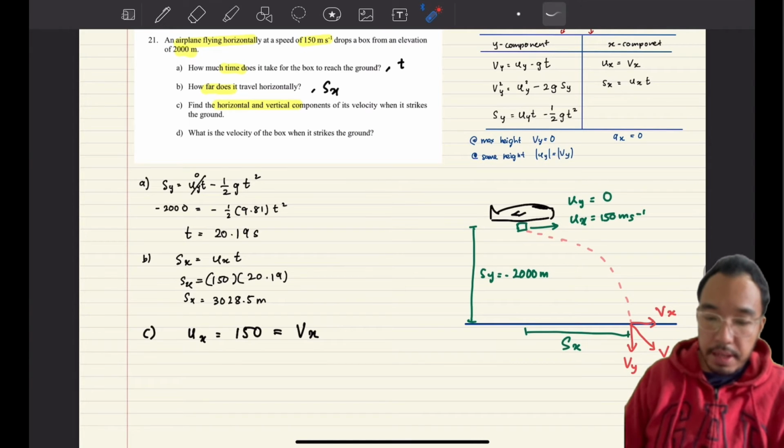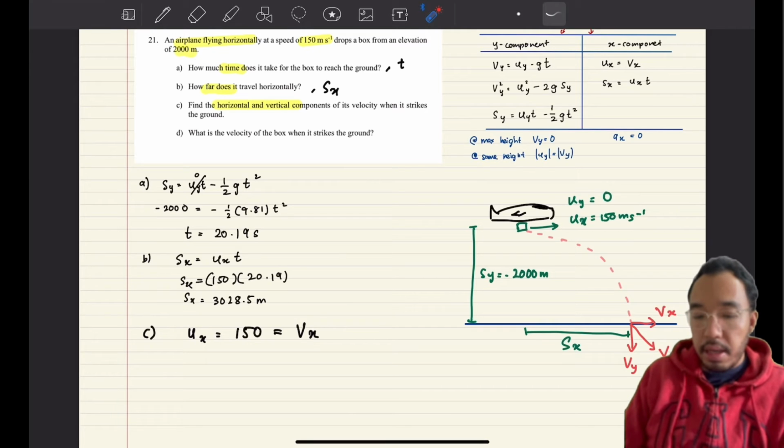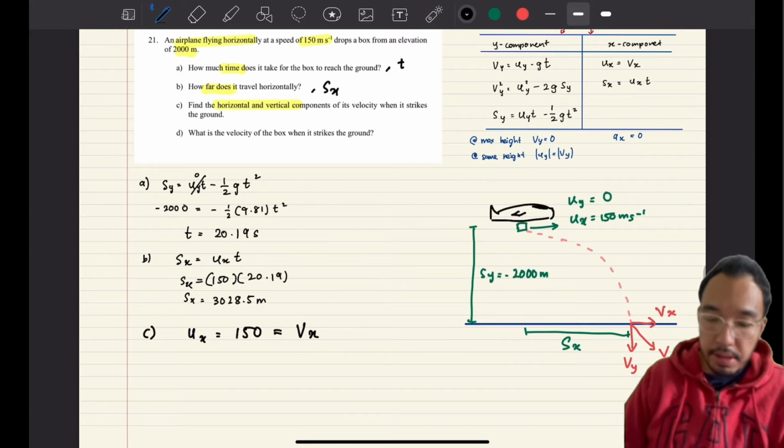Like I told previously, common misconception. Some students think that when it strikes the ground is after it strikes the ground, and they think that this one is 0, which is not true. The question actually asks you just before it reaches the ground, before it loses any energy. So I can use the first equation, Vy equals uy minus gt.